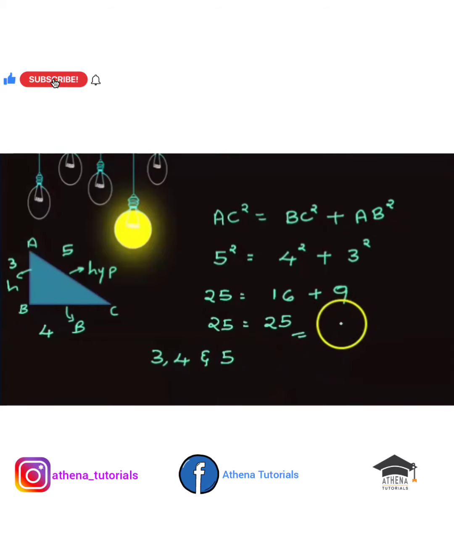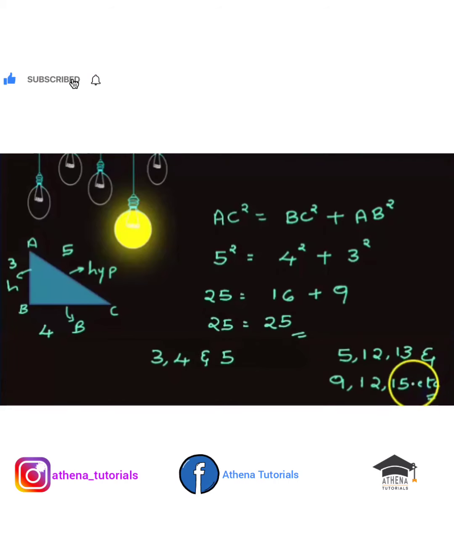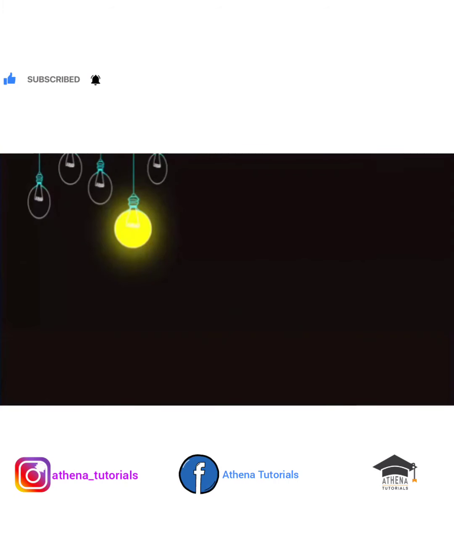Likewise, we have many examples. Let me take one. 5, 12, 13 and 9, 12, 15, etc. are examples of Pythagorean triplets. What type of questions will they ask? They'll give a number and ask us to find the other two numbers of the Pythagorean triplet, because there will be 3 numbers in a Pythagorean triplet and they'll give one and we have to find the other two.